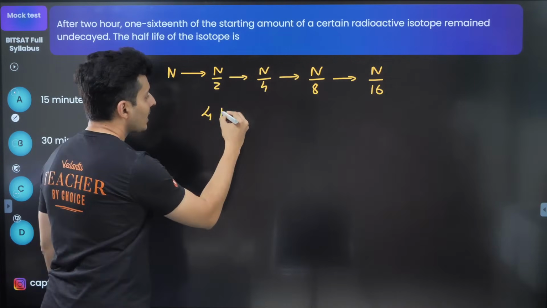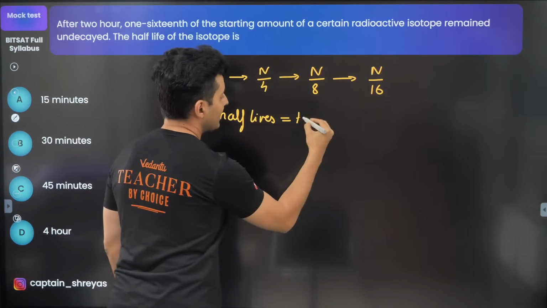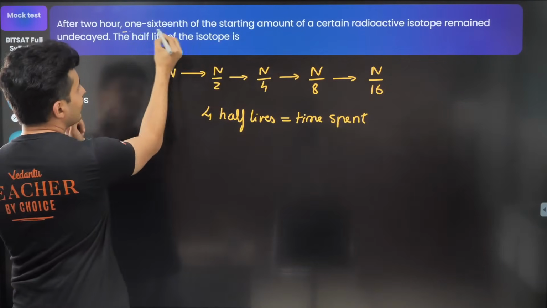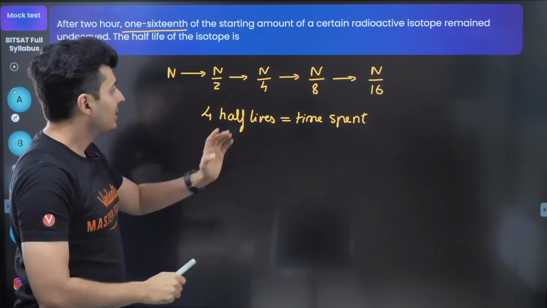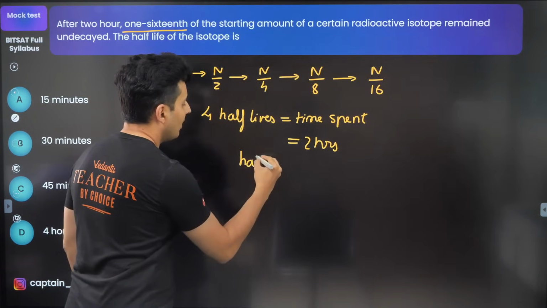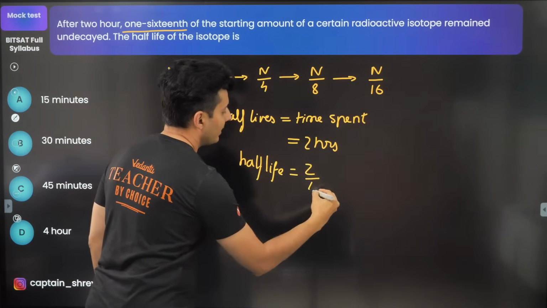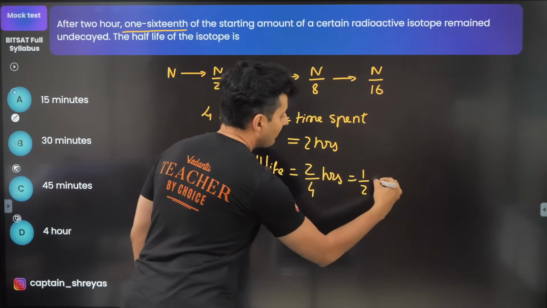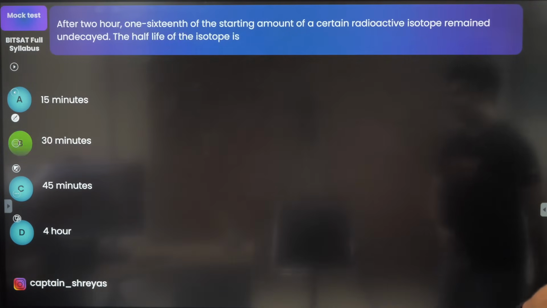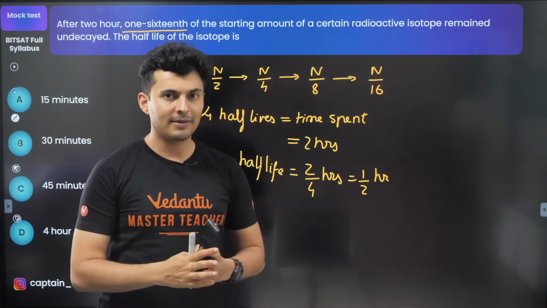So 4 half-lives is the time spent, so that 1/16th of it is remaining. Time spent is already given, it's 2 hours. So a half-life will be nothing but 2 divided by 4 hours, which is half an hour. Half an hour is there right over here, option B. That's 30 minutes. Straightforward. You just have to count how many half-lives were there in this particular question.